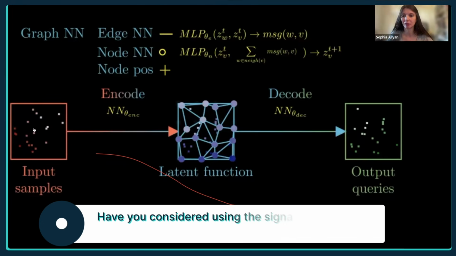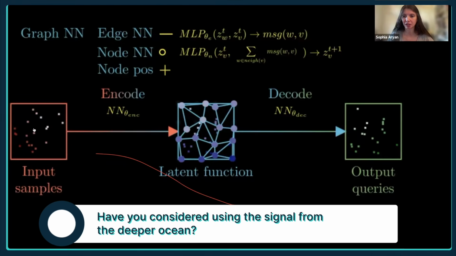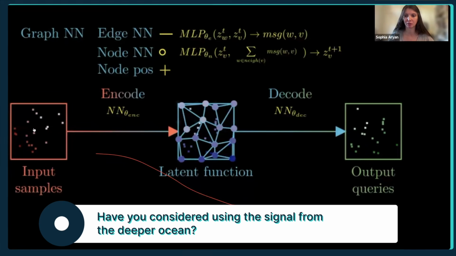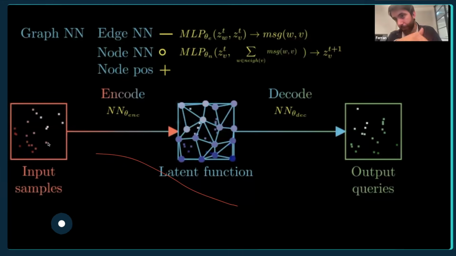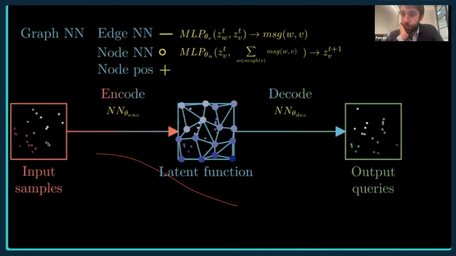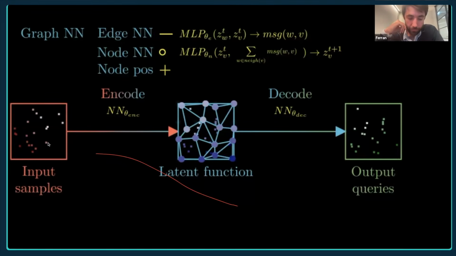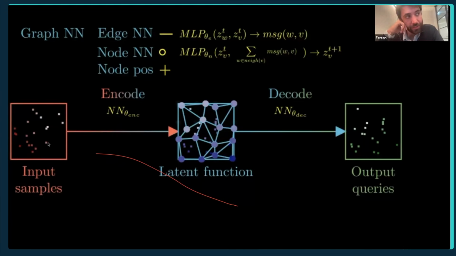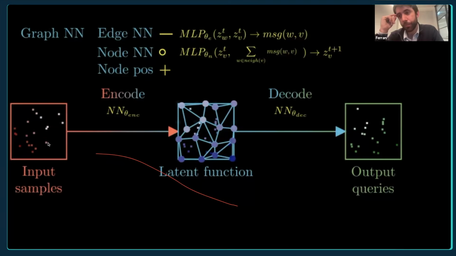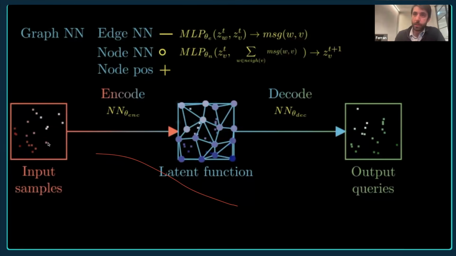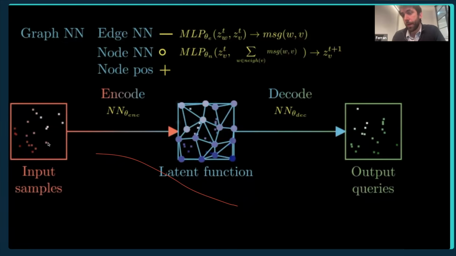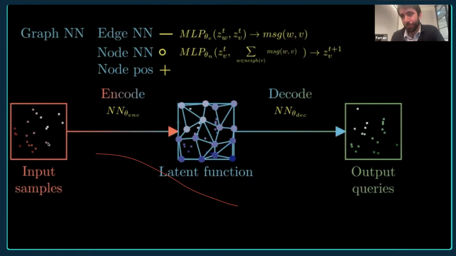Dmitry is asking, sounds like you use the surface data. Have you considered using the signal from deeper ocean? That's a good question. So yeah, we use surface and atmosphere. We have not used the ocean. Actually, GenCast uses a variable called sea surface temperature, which is just the temperature on top of the ocean. And this helps. Now, you could also model the oceans, but that's kind of its own problem.